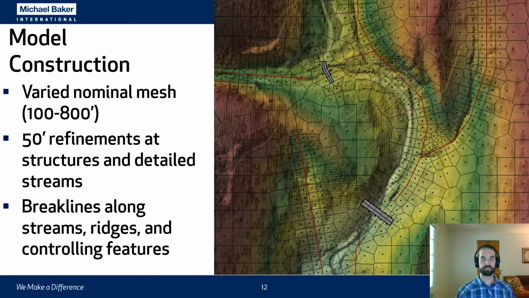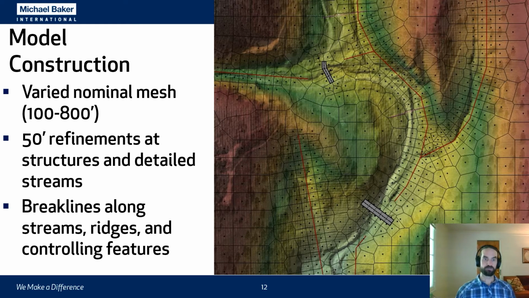As mentioned earlier, we vary the nominal mesh in different regions from 100 feet up to 800 feet. We further refine the mesh to 50 feet around structures, stream center lines, and other areas of interest. The image on the screen here shows an example of that around a couple of structures in the model.